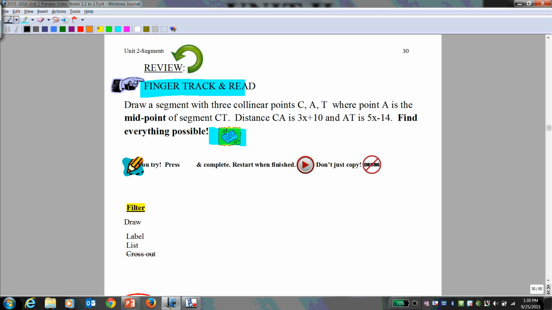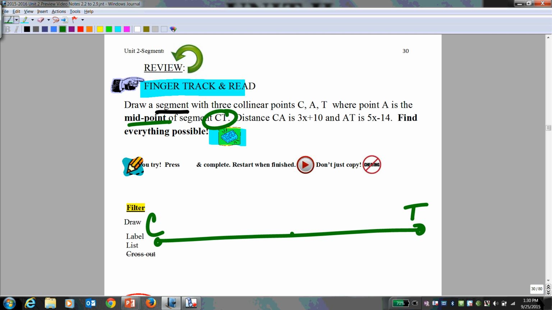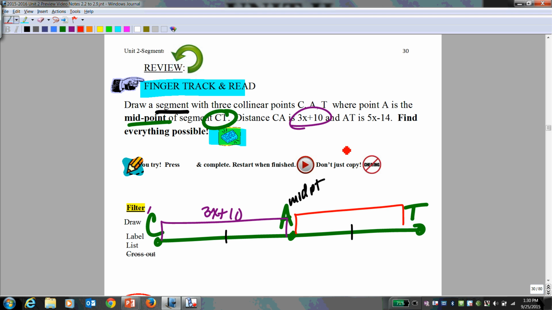Welcome back. It says right here that we have a segment with 3 collinear points where point A is the midpoint of CT. Let's draw that. We have CT, the segment, and A, which is the exact midpoint. We should have hatch marks. And C to A is 3x plus 10. A to T is 5x minus 14.